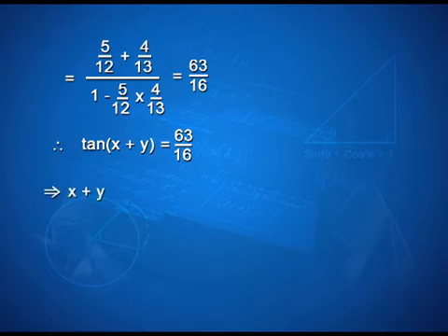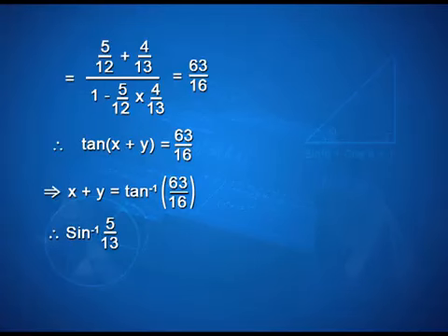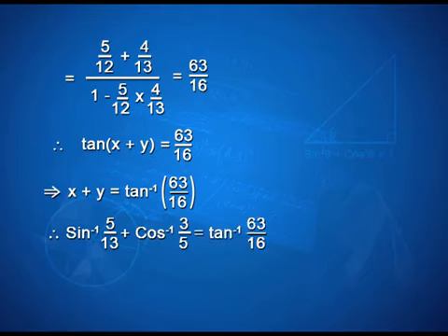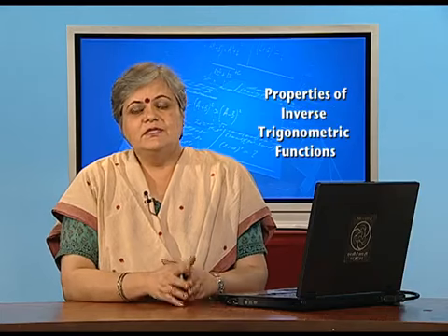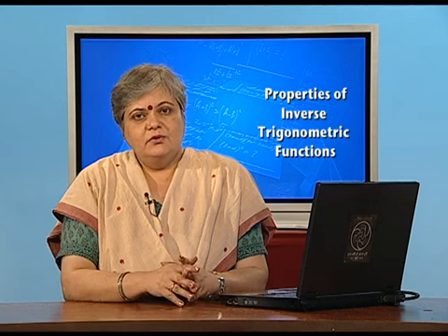x plus y therefore is tan inverse of 63 by 16. What was x? Nothing but sin inverse of 5 by 13, and y is cos inverse of 3 by 5, and hence your problem is solved. So, it was not so very challenging, was it? Just keep your calm about it and I am sure you will get through it.